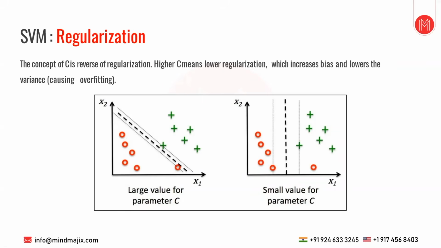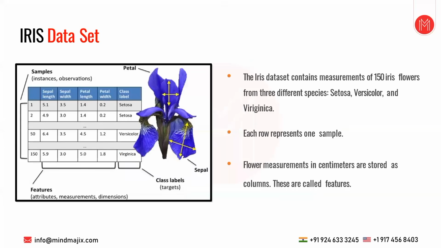Similarly, this increases the bias and lowers the variance, causing overfitting. If you look at the left-hand side image, the red samples and green samples are both very near to the hyperplane. At the same time, with a large value of C, we are not getting proper regularization. But with a small value for C, we have a hard margin or large margin, so you can also consider it the maximum margin. So the value of C should be small, but the regularization should look very good.